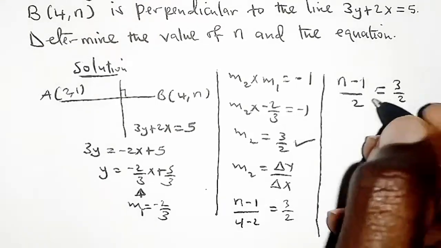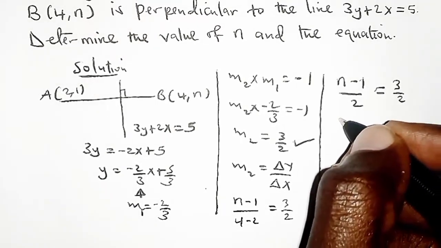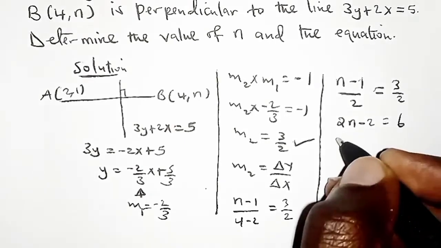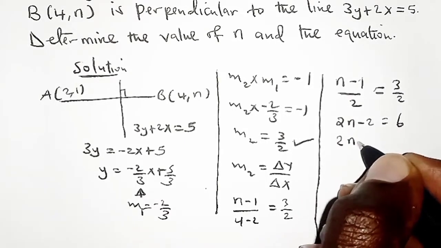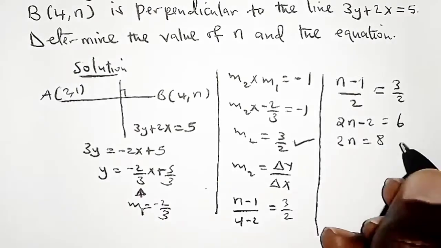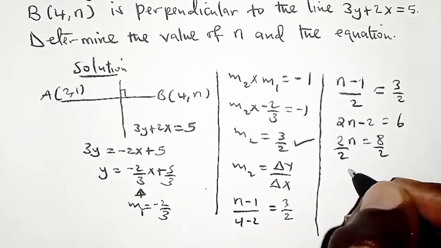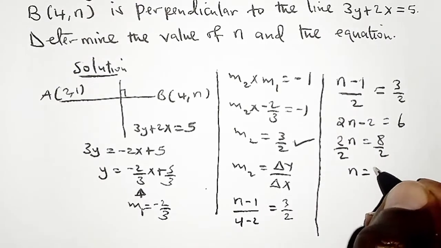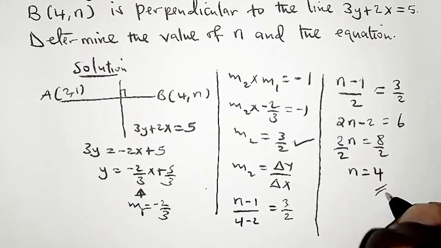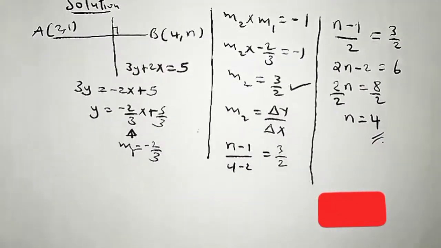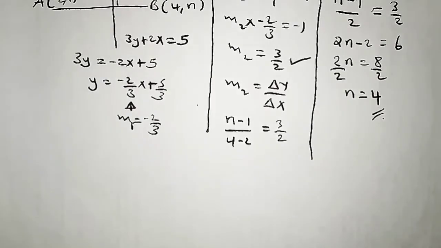And then when you cross multiply, we are going to have 2n - 2 = 6. And therefore, 2n = 8. Finally, dividing both sides by 2, n becomes 4. So once you've gotten that, the next thing is to determine the equation of the second line.